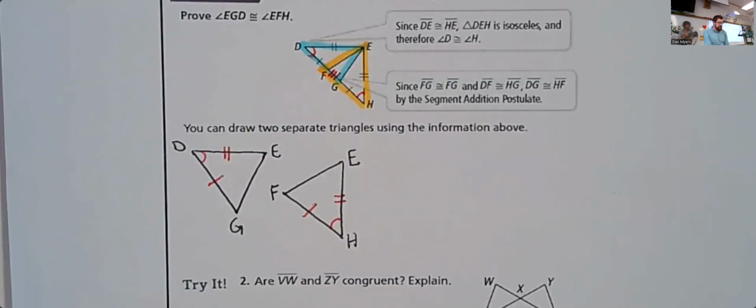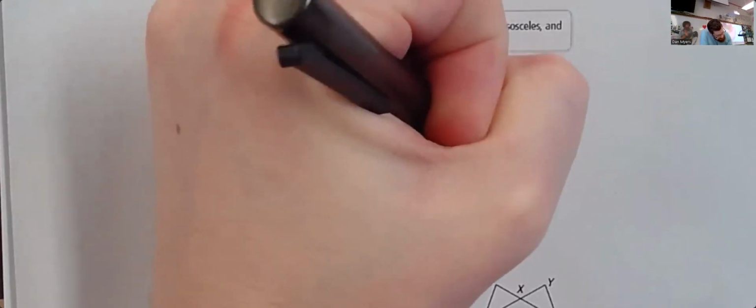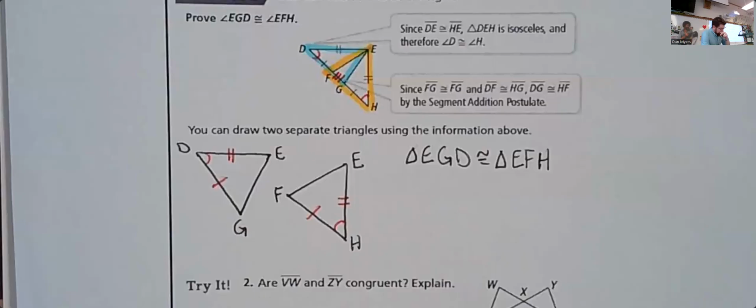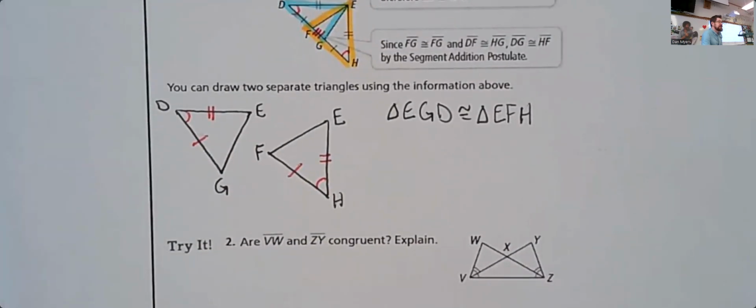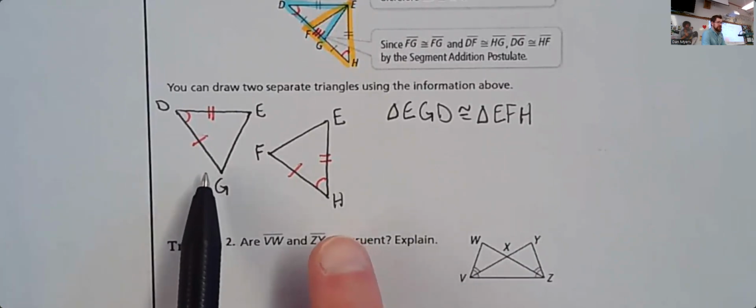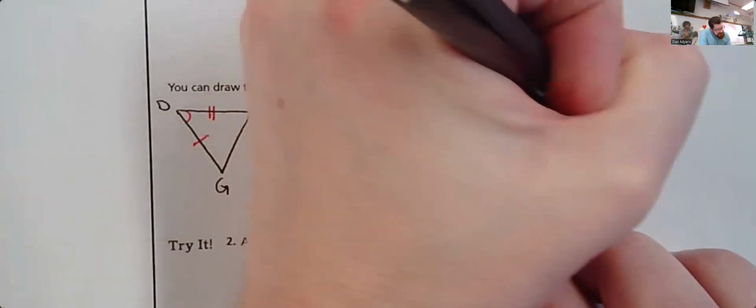Or HF. And so because we have that, we're allowed to say that the triangles are congruent. So we're going to say triangle EGD is congruent to triangle EFH. And what are we using to prove that? Which theorem is proving that those are congruent? Yeah, SAS.